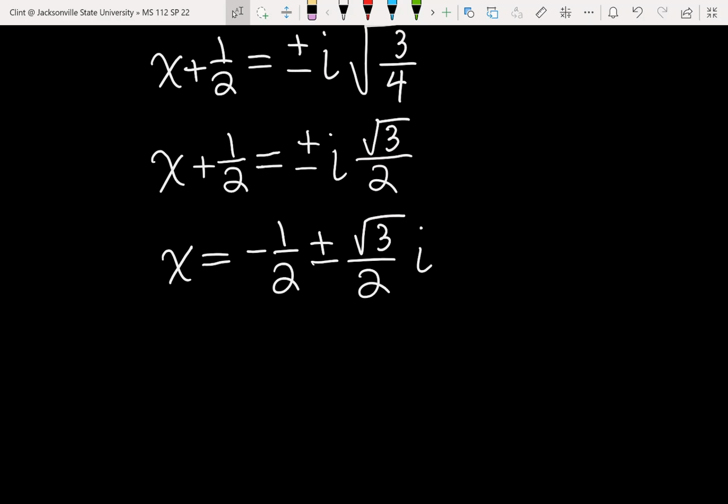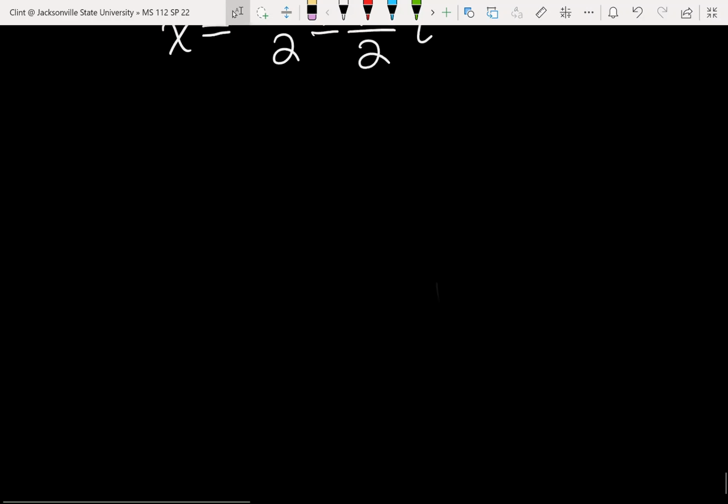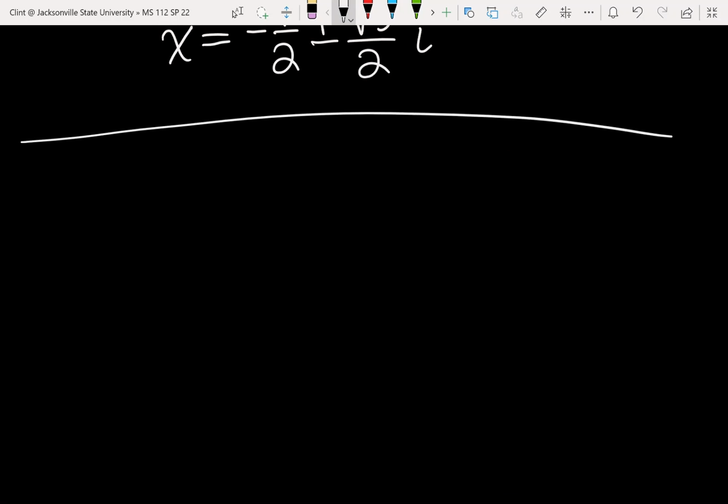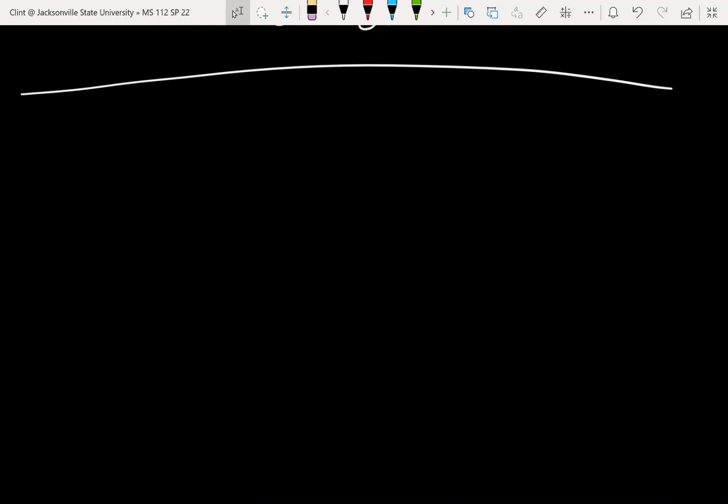Let's look at one more. And not necessarily completing the square, just another quadratic equation.